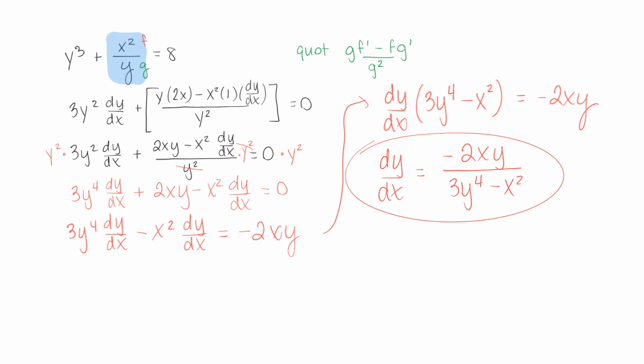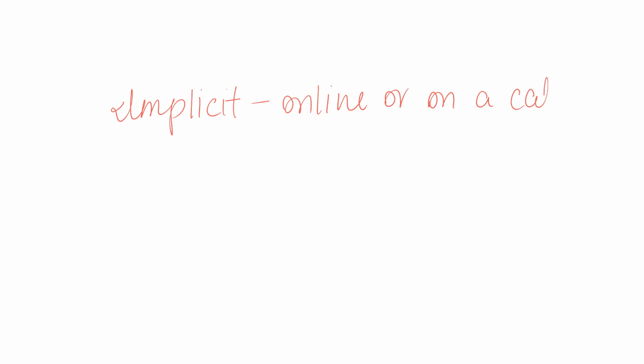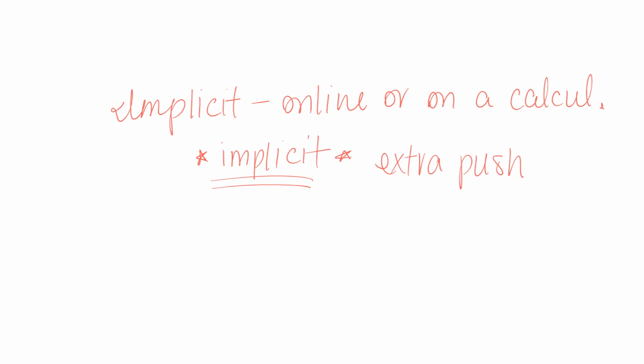Okay, so there's one other thing we need to talk about. Implicit plays by its own rules. So if you're online or on a calculator, like an online calculator, or on Desmos, you have to push a button that says implicit. It doesn't calculate normally. There's an extra button that you always have to activate or push or do something.